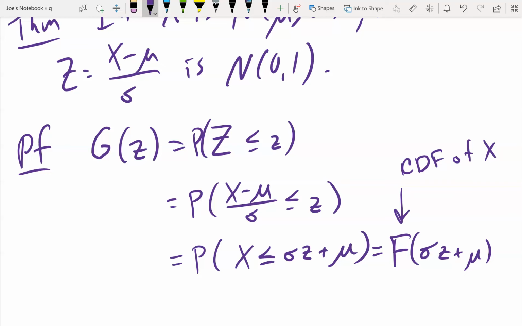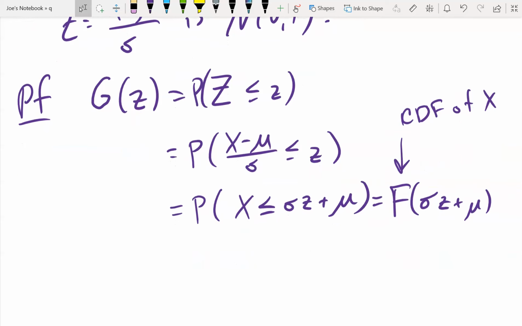Now, how do I get from CDF to PDF? Take a derivative, right? So, if I want the PDF, I'll write my G very carefully.